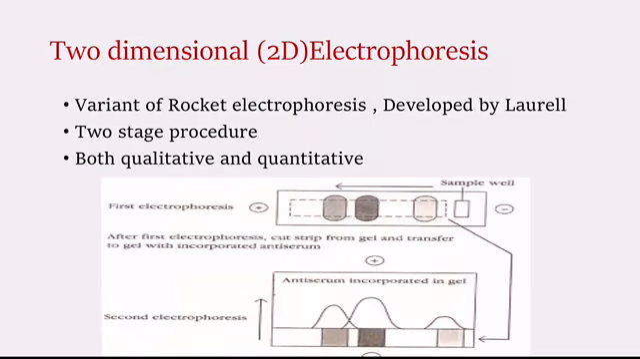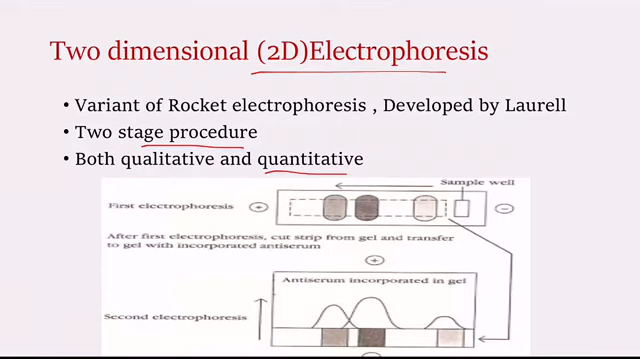Next one is two-dimensional electrophoresis. This is a variant of rocket electrophoresis which was explained. It is a double diffusion technique used for the qualitative as well as quantitative analysis of a wide range of antigens in serum. This test has a two-stage procedure.